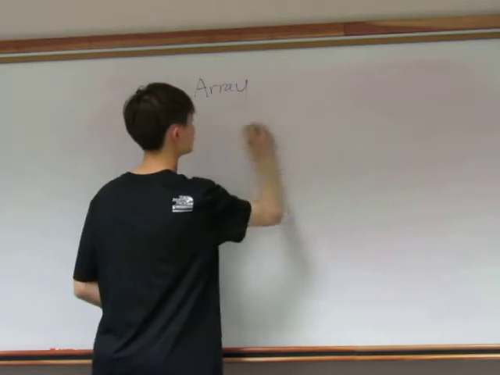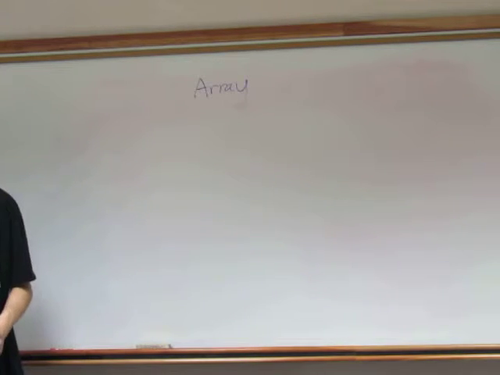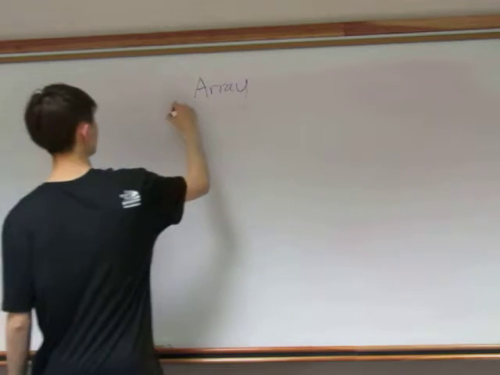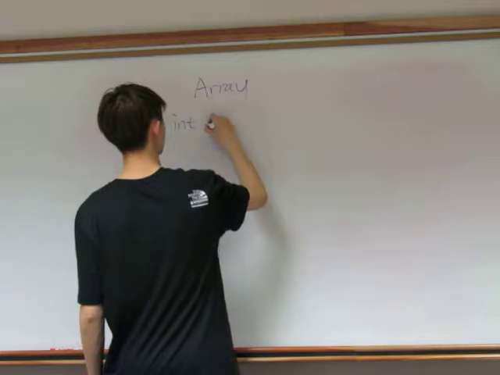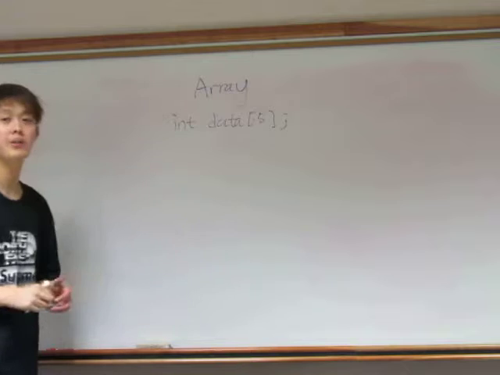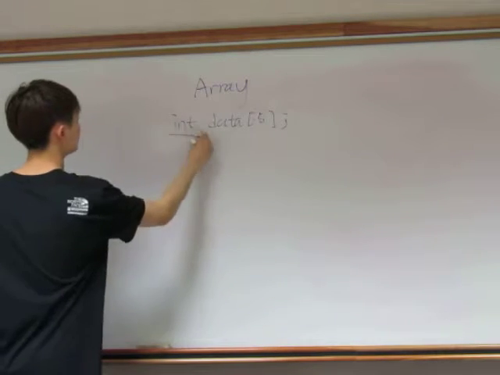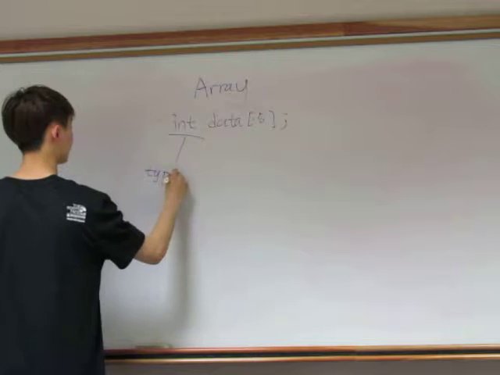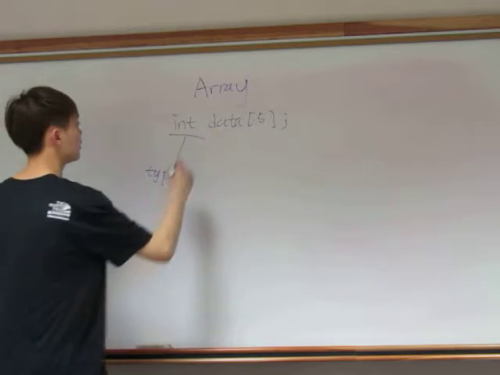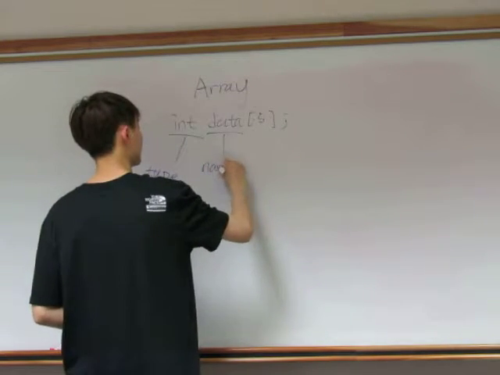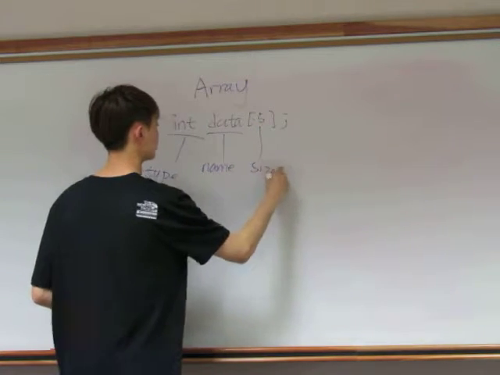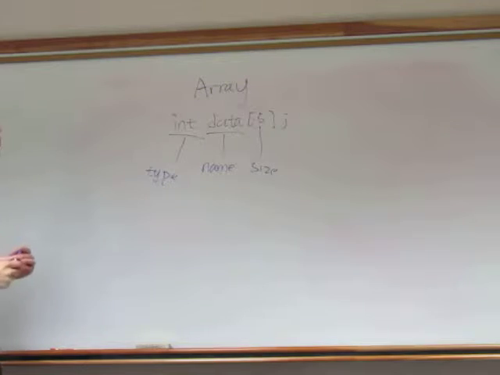An array is a collection of items of a specific data type in consecutive memory under one name. This is a simple declaration of an array of 5 integers. First, you would have the type here, and it could be a character, string, double, integer, whatever, and you would have the name here, which is data, and inside the square brackets, you have the size, which is the number of elements inside the array.